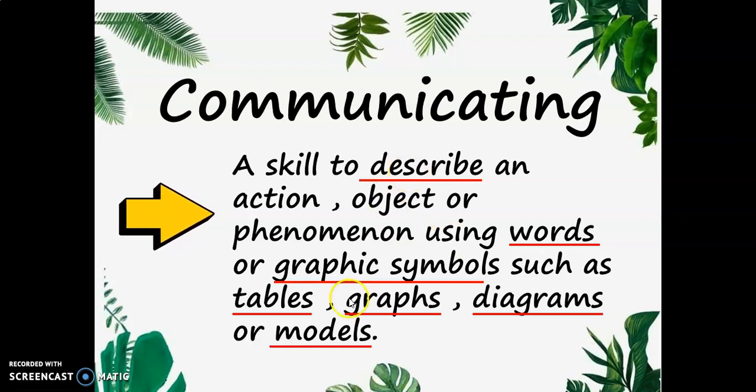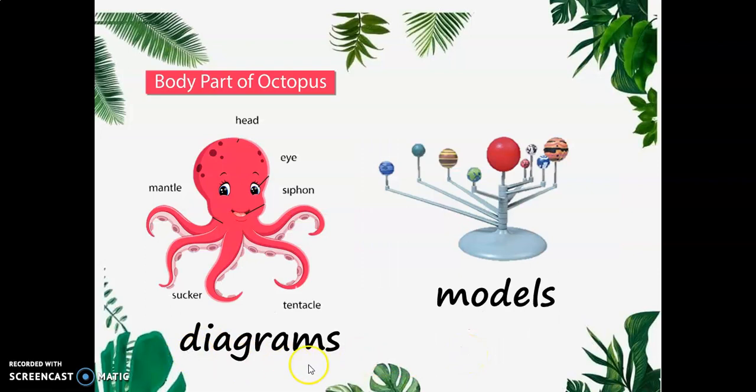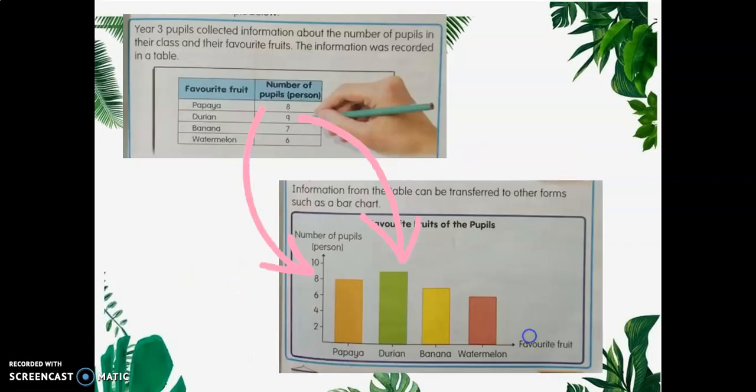Or we can use graphic symbols such as tables, graphs, diagrams, or models. This is tables, this is graph, this is diagrams, and this is models. So there are 4 graphic symbols that can be used to communicate.